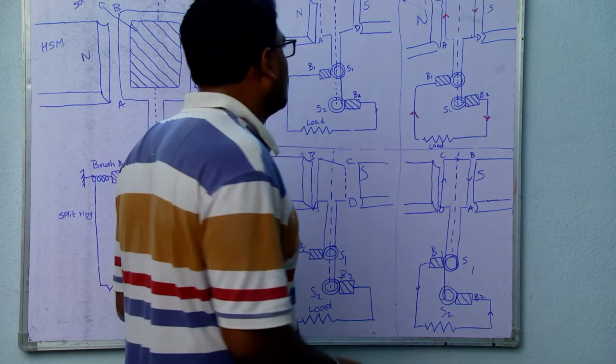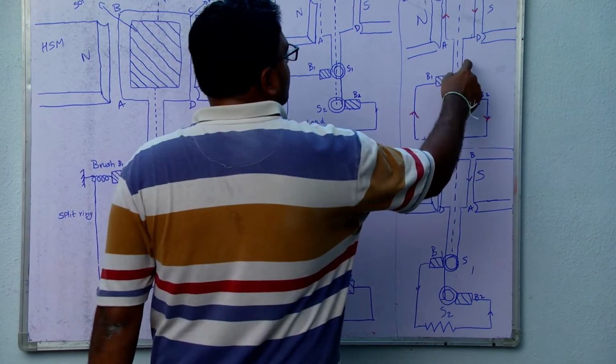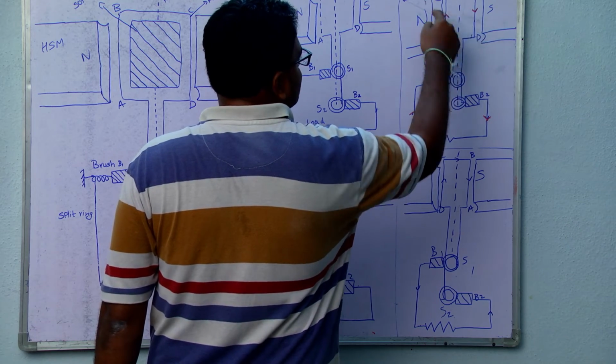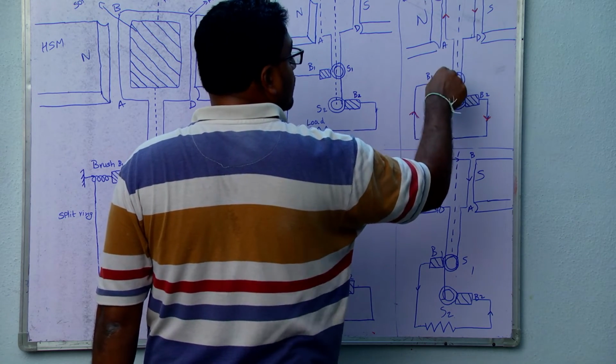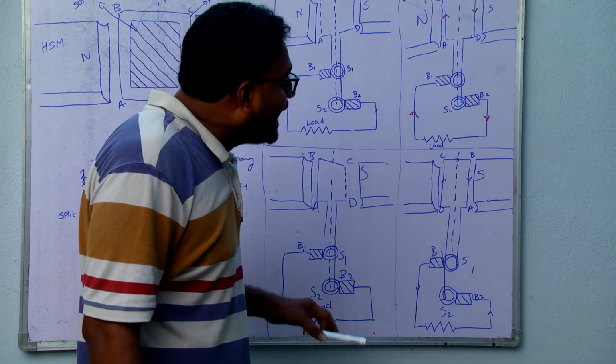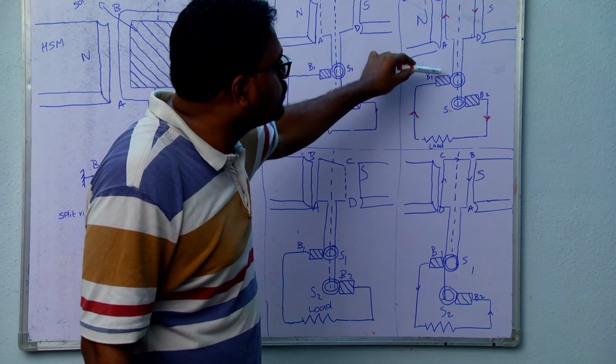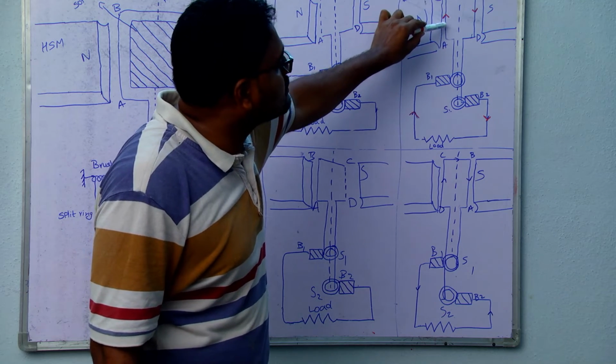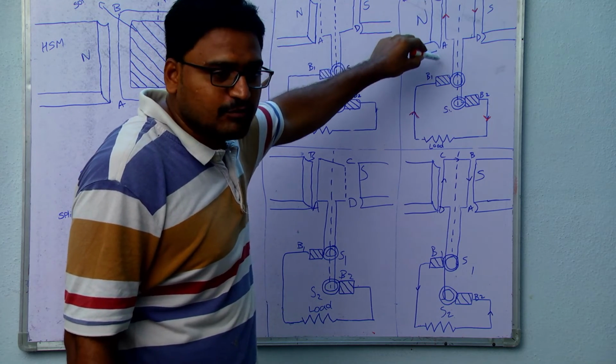Okay, now at this point of time, after rotation of 90 degrees, the flux links with the coil is 0, but the change in flux is maximum, and so maximum EMF is induced, and so maximum current is passed through the coil at this point of time.